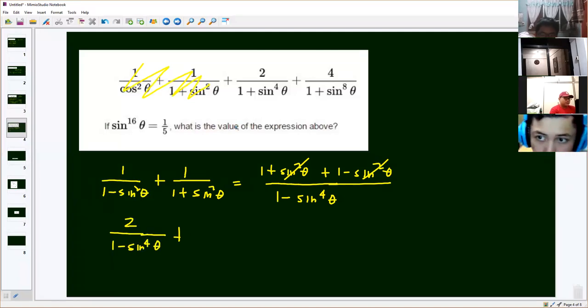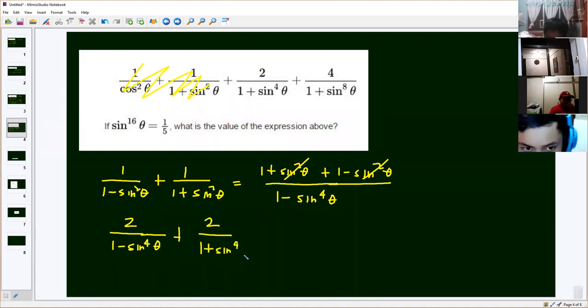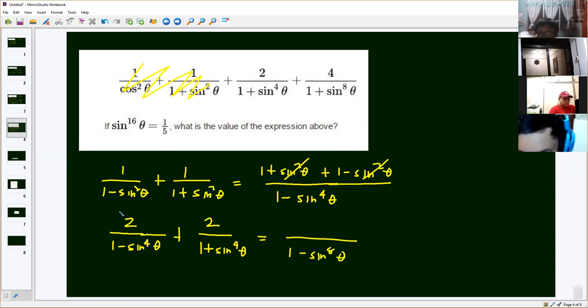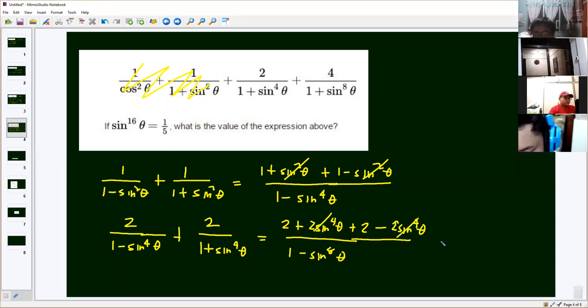Now we will add it to the next term, 2 over 1 plus sine to the fourth. Then again, your LCD is the product of the denominators, which is 1 minus sine to the 8. So this divided by 1 minus sine to the 4th times 2, you get 2 plus 2 sine to the 4th plus 2. Of course, this divided by this is this one. Multiplying into 2 is this one. So this cancels out. So you know that adding the first three terms will give you 4 over 1 minus sine to the 8.